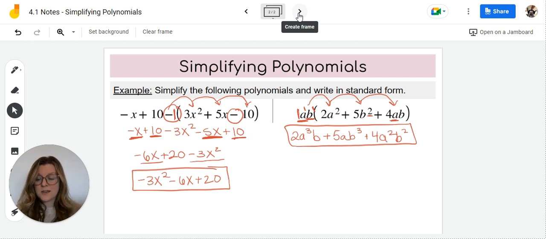All right, there's your overview. Again, remember, distribute, combine like terms, write in standard form if you can.